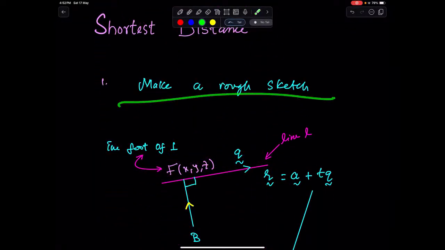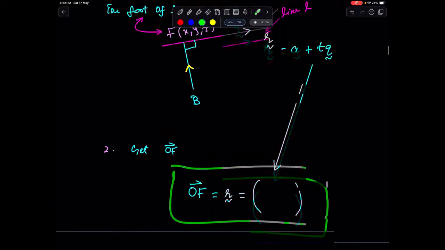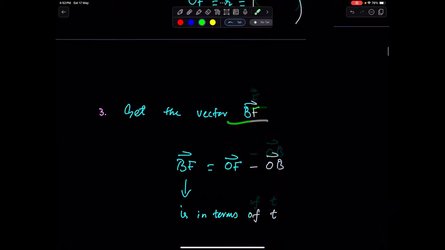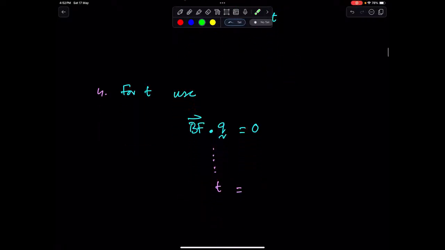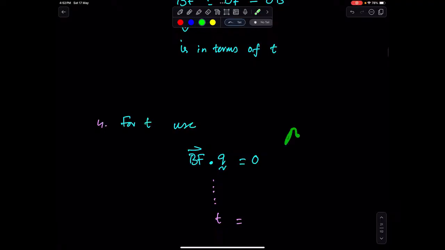Make a rough sketch. The equation of line L is given, point B is given. Suppose this point as F, the foot of perpendicular from B to line L. Now replace R by OF in this equation for OF. This is here. Now find vector BF. For T, take the dot product of BF with Q and get the value of T. Now substitute T back into BF, get the vector BF, and then get its magnitude.